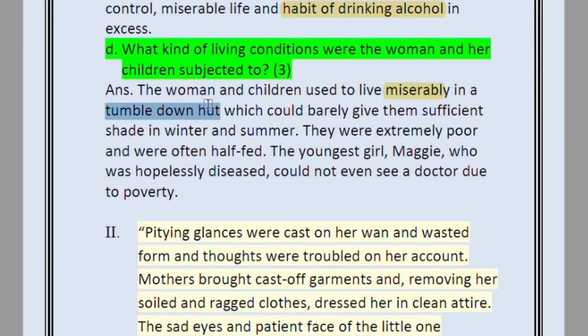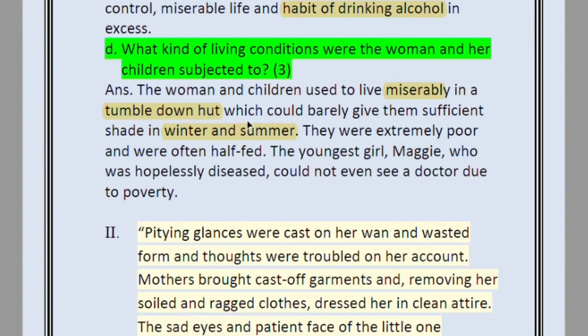See the important points I am highlighting. They used to live miserably, their life was miserable, in a very bad condition, in a tumble down hut, a hut that was so much damaged that it appeared that it would immediately break and fall down, which could barely give them sufficient shade in winter and summer. So the hut was so broken and damaged that it could not give shelter to somebody in summer or in winter.